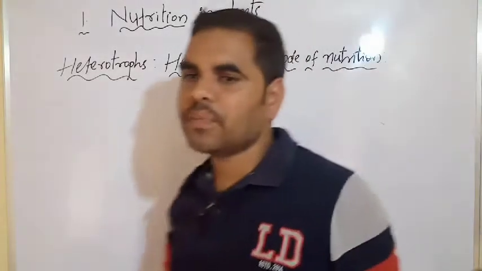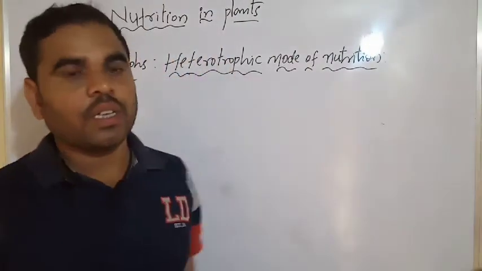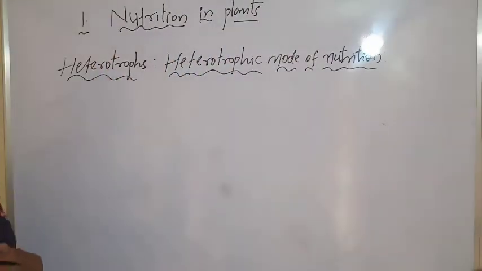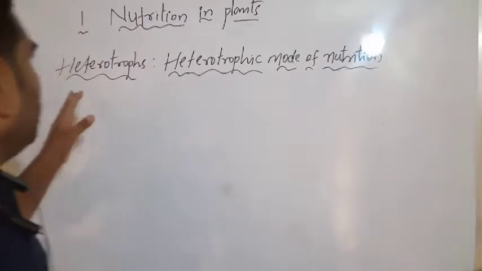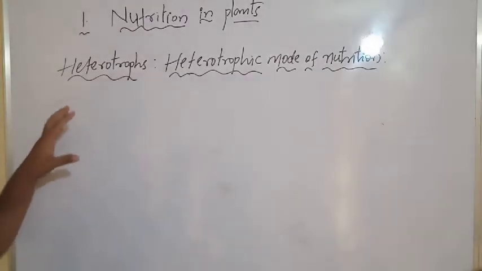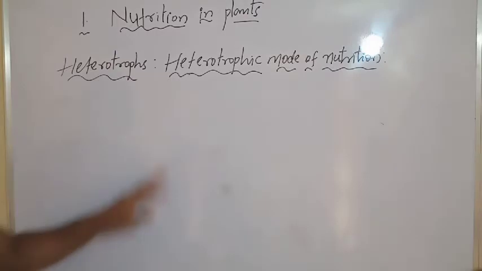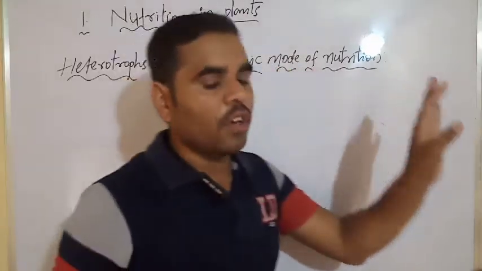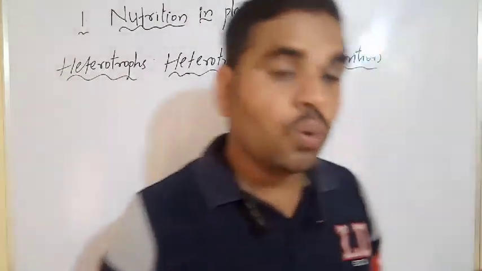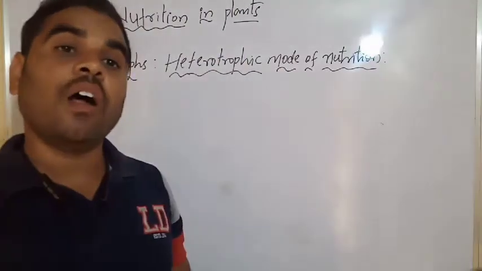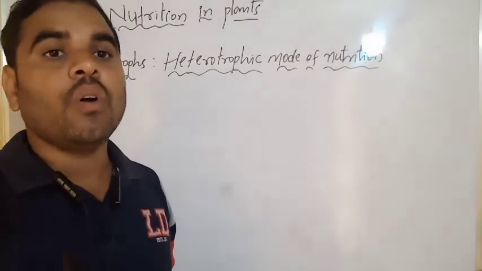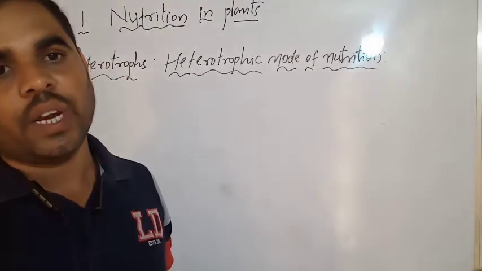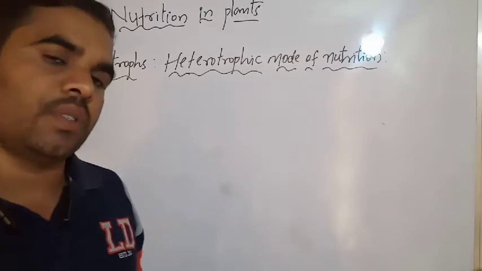Okay, welcome back. Our class is Nutrition in Plants. We already learned about the autotrophs. In this lesson we have to learn the heterotrophic mode of nutrition. What is it? Those organisms which cannot make their own food with the help of photosynthesis, we call heterotrophs.